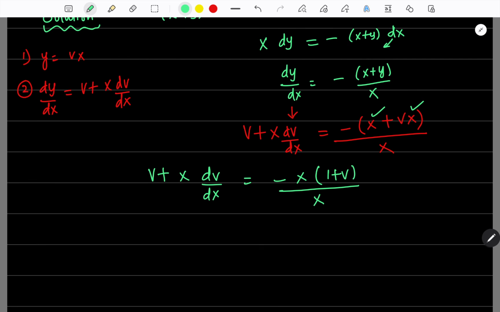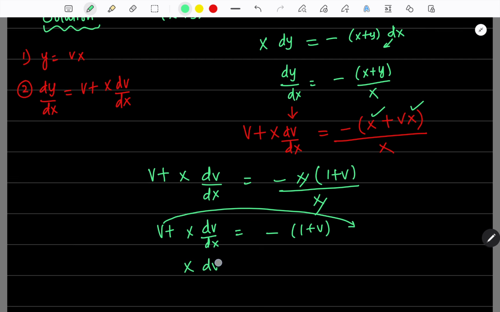One thing I'll tell you, most of the time in the simplification process, on the right hand side, the x gets cancelled. Keep that in mind. So x gets cancelled in this method. v plus x dv by dx is equal to minus 1 plus v. So I'm going to take this v to the other side. So x dv by dx. Why am I doing this? Because I want to get the equation.